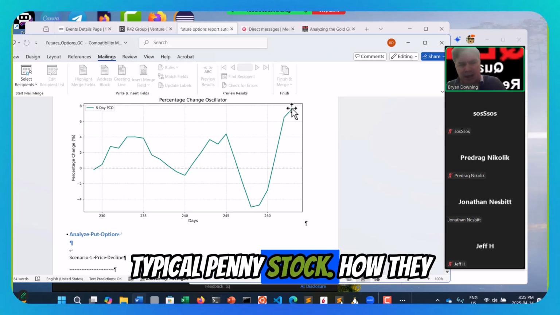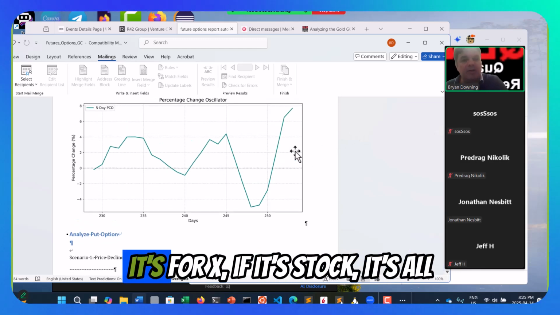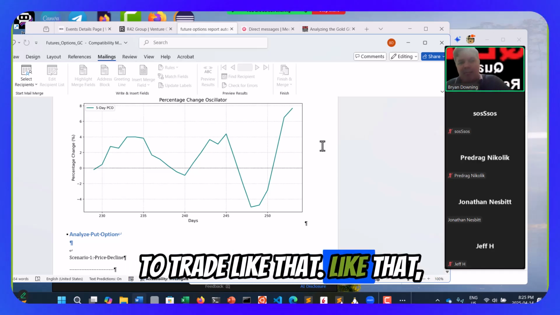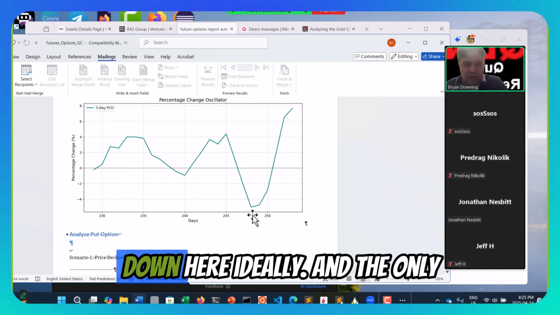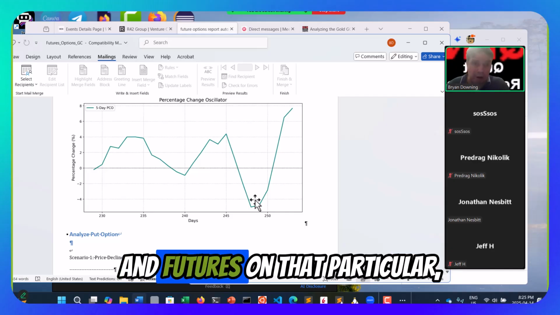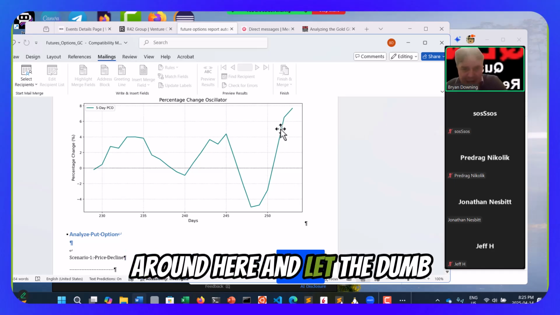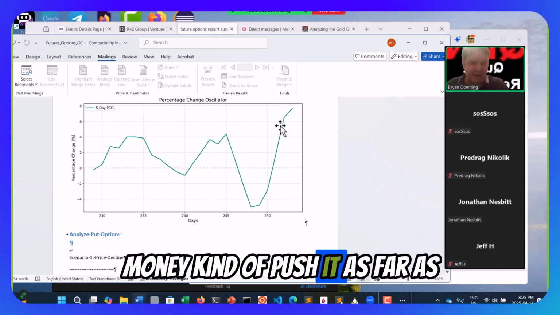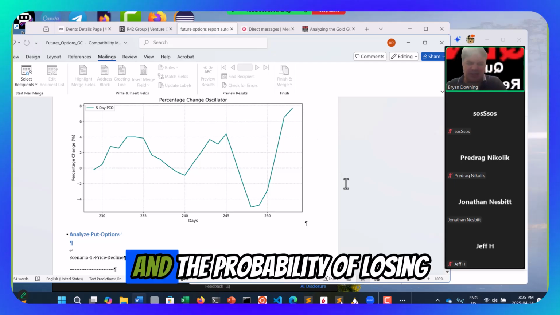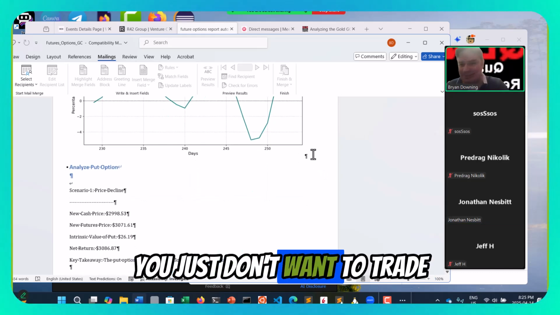This is a typical penny stock. That's how the stock promoters do it, and it's no different with anything else. If it's forex, if it's stock, it's all the same. But you don't want to trade like that. You want to do it down here ideally, and the only way to do it is by using options and futures on whatever the instrument is, and then get out somewhere around here and let the dumb money push it as far as it can. You don't care, you're out, and then let them see the collapse. And the probability of losing just goes up immensely.